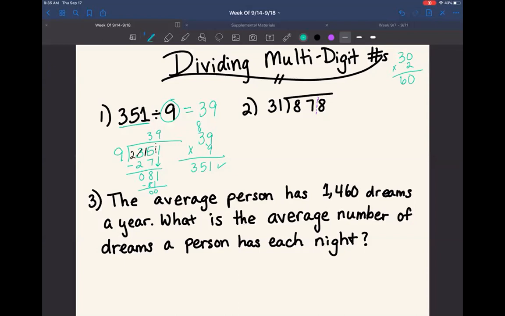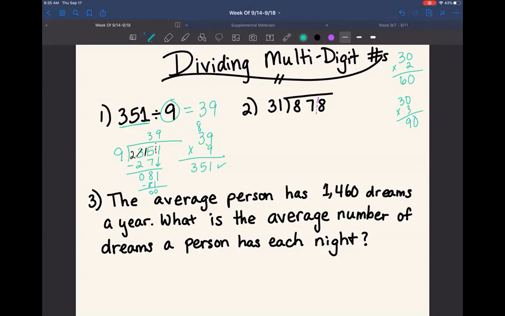Okay, so I'm going to try 30 times 3. What is that going to be? 90. 90, right? 3 times 3 is 9. I'm going to stick that 0 on the end. Okay, so 90, too much, right? It's 3 over 87, and I know that if I multiply 31 times 3, I'm actually going to have more than 90, okay?